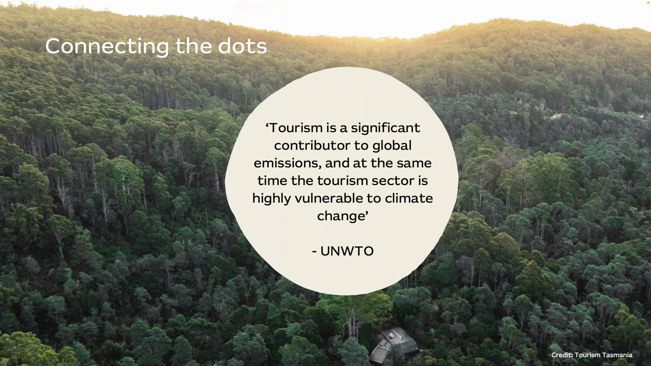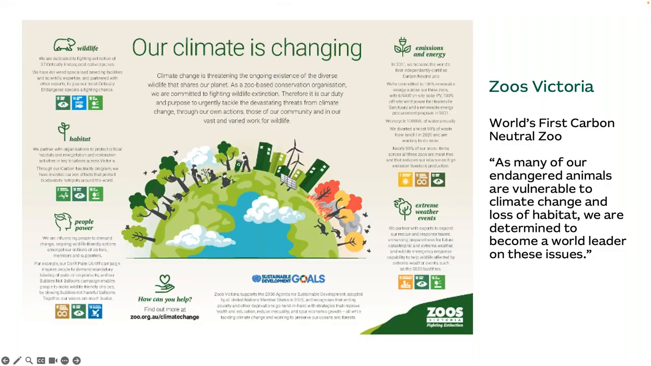And as an industry, it's about us connecting the dots, no matter how small we are, no matter how big we are. There's over 300,000 tourism businesses in Australia. And so we can all collectively make a huge difference by taking action on sustainability. A really good example of a business that's connected those dots, that we're part of this bigger tourism sector that is contributing to climate change, is Zoos Victoria.